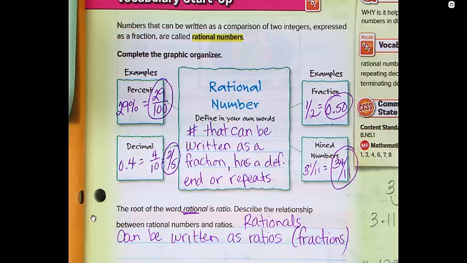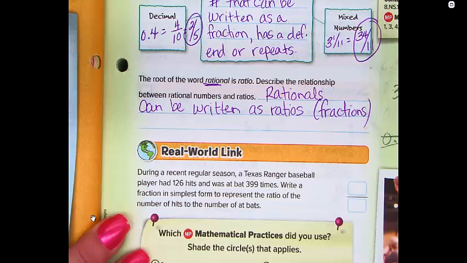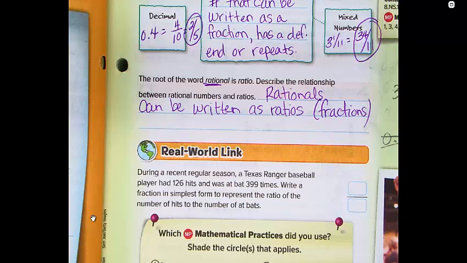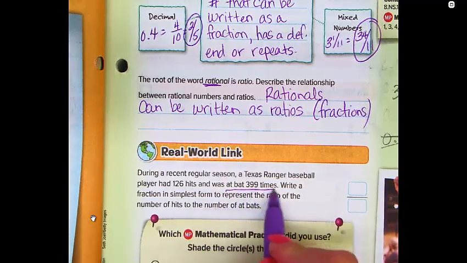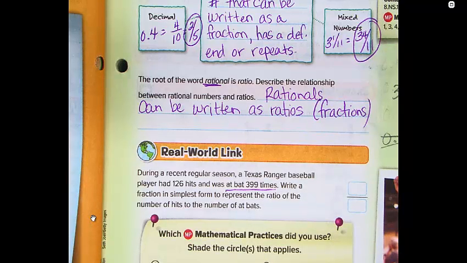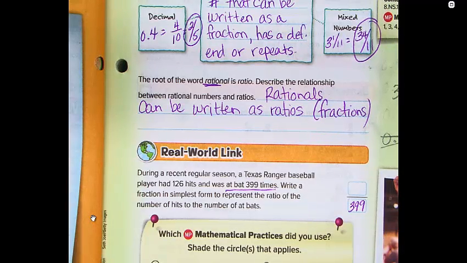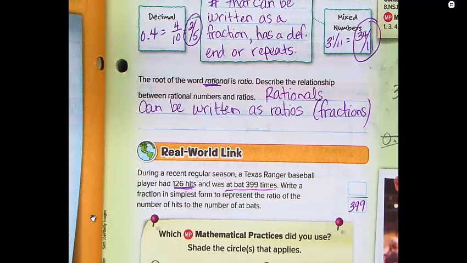Okay? All right. Let's go down and look at the real world link. It says during a regular season, I'm not going to read this to you all, but we want to know some ratios of the number of at bats. So this is how many times he was at bat. That's the total amount of times that player was at bat. So it's out of that many times, 399. And he hit it 126 times out of the 399 times.